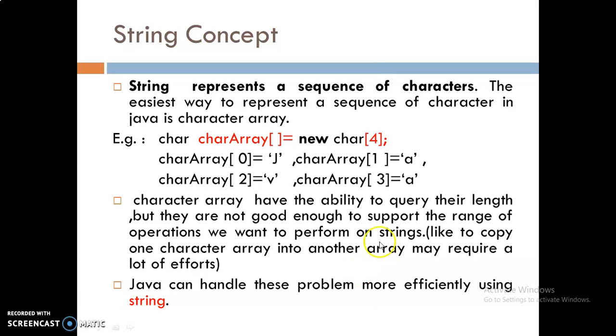By using the new operator, you can create your array of characters. If it has the size 4, then the index will start from 0, 1, 2 and 3. As the size is 4, the array always starts from 0, and that's why the index goes up to 3, that is 0, 1, 2, 3, and the number of elements is 4. By using new you can create the character array.